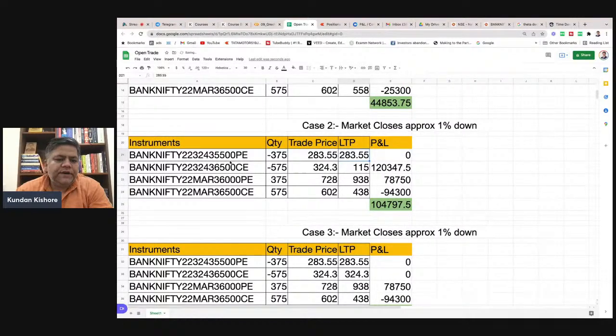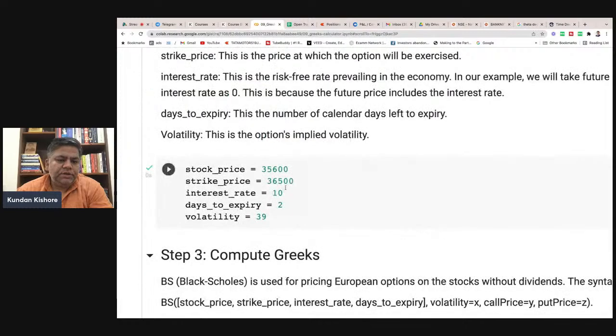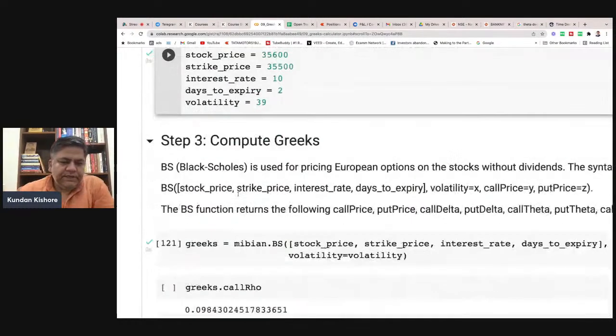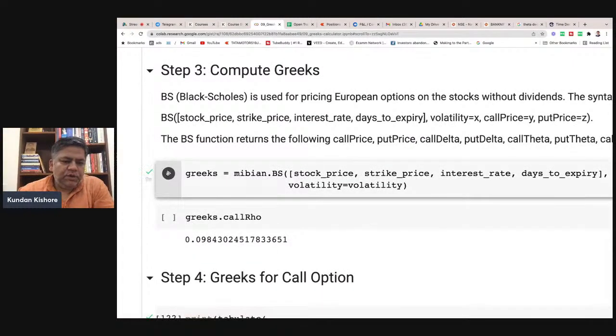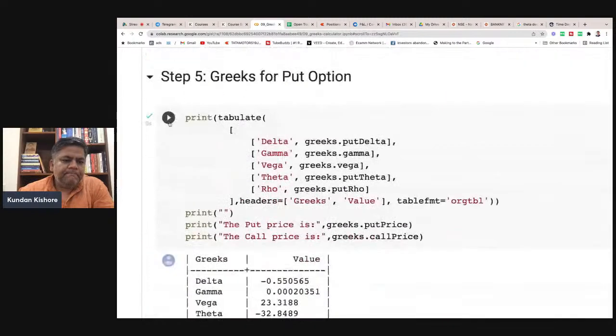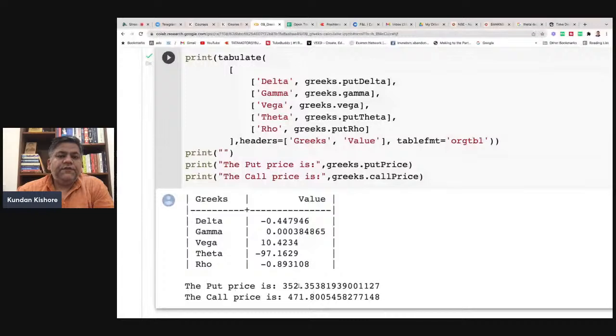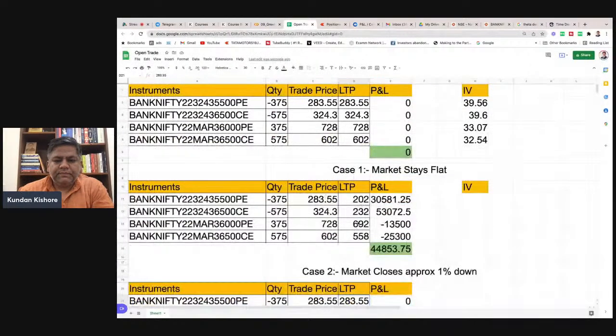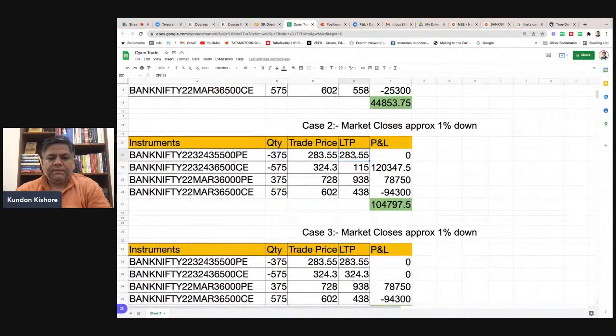Then we talk about the 35,500 put. Certainly the put price should increase. So in 2 days, with implied volatility remaining the same, the put will go to 352. So let's enter 352 here, and we will have some loss here.